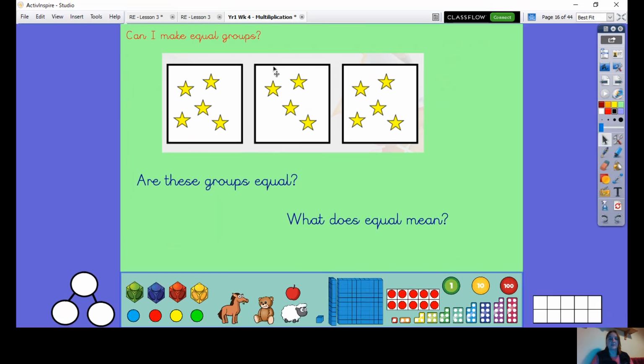Okay, so what I'm going to do is count. In here I've got 1, 2, 3, 4, 5. Here I've got 1, 2, 3, 4. Here I've got 1, 2, 3, 4, 5. So are these equal groups? No, they are unequal, because I've got 5 in here, 4 in here, and 5 in here.